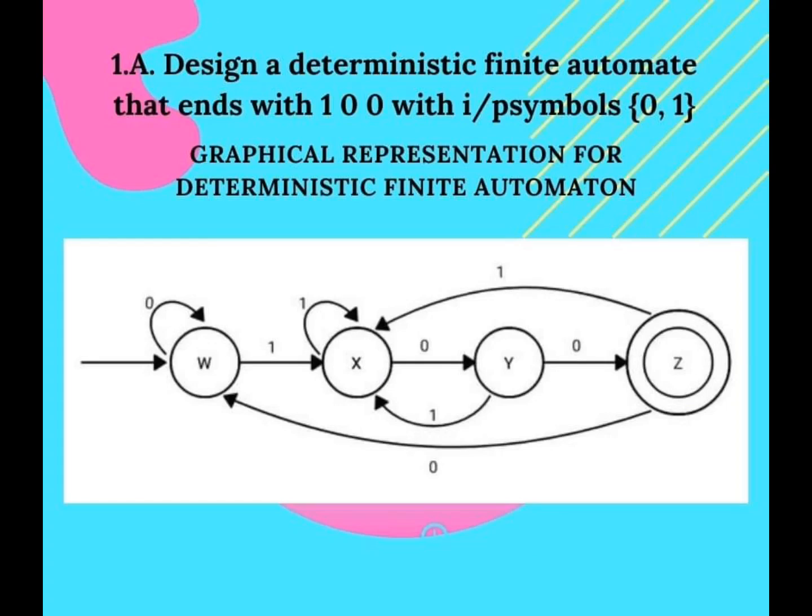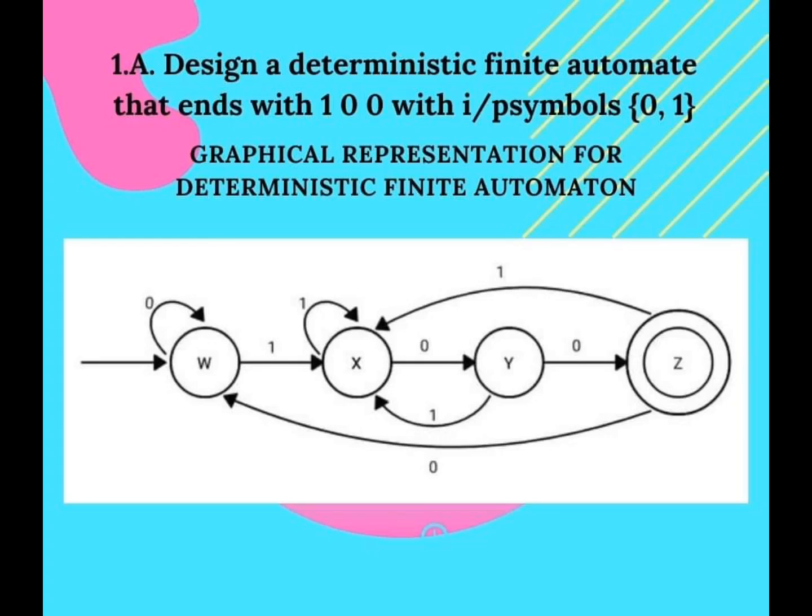Our first problem is the deterministic finite automaton, or DFA. The problem is to design a deterministic finite automaton that ends with 1, 0, 0 with symbol set of strings 0 and 1. Let me explain this problem and the 5-tuple: states of the DFA, input alphabet, start state, and the final state.